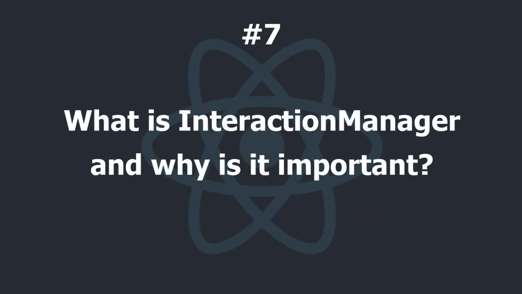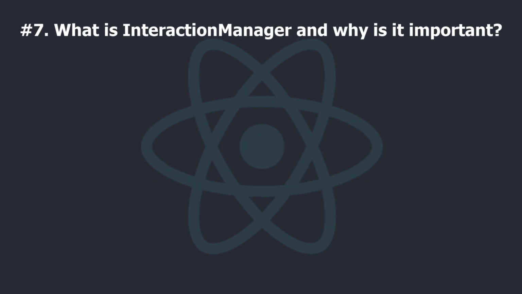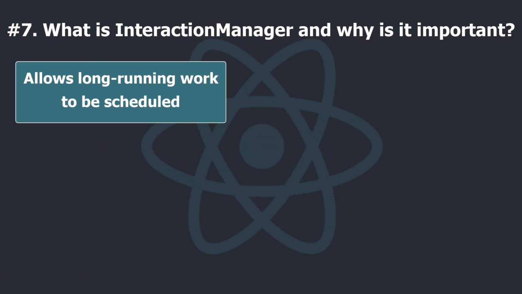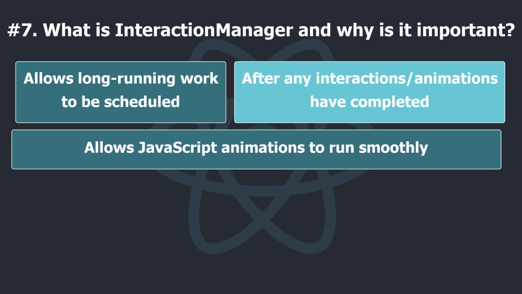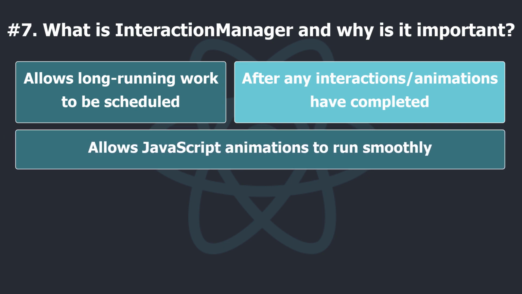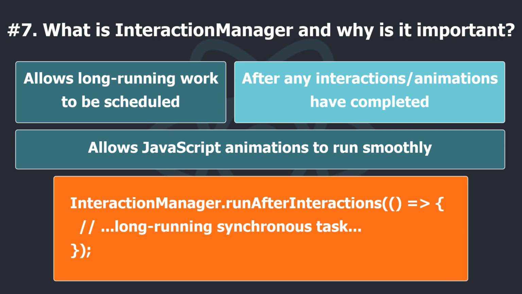What is InteractionManager and why is it important? InteractionManager allows long-running work to be scheduled after any interactions or animations have completed. In particular, this allows JavaScript animations to run smoothly. Applications can schedule tasks to run after interactions with the following. It is important because it creates an interaction handle on animation start and clears it upon completion, in applications to register animations.